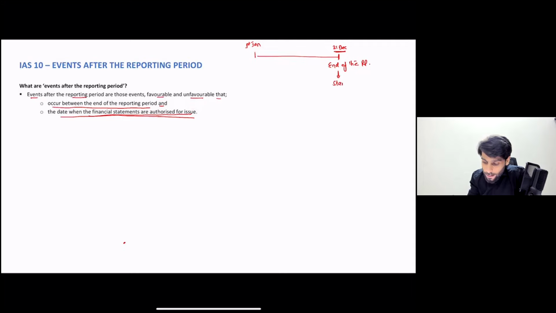Here IAS 10 starts. Actually, all other accounting standards close by this time, and IAS 10 starts at this point in time. In Pakistan, for example, if a company ends its accounting year at 31st December, normally what happens is that you have 4 months. If you're a public listed company, you have 4 months to publish your financial statements and conclude your AGM. So for example, for us, the deadline may be 30th April, right? So by 30th April, we need to have our AGM.